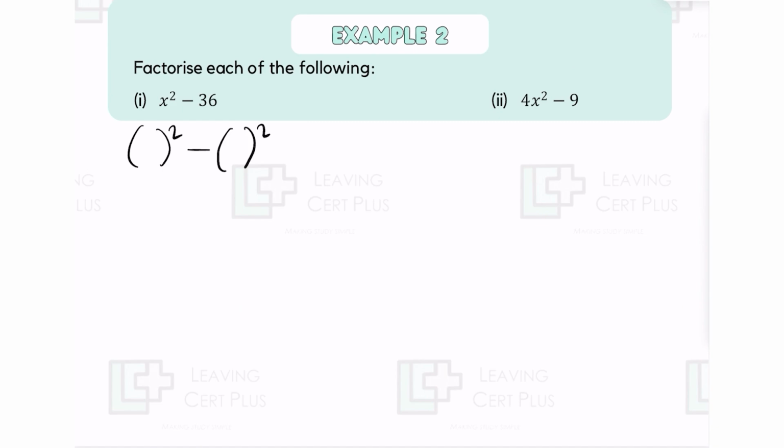What goes into these brackets is the square root of x squared, which is x, and the square root of 36, which is 6. Your final answer then is always the first one plus the second one, and the first one minus the second one, and you are done.